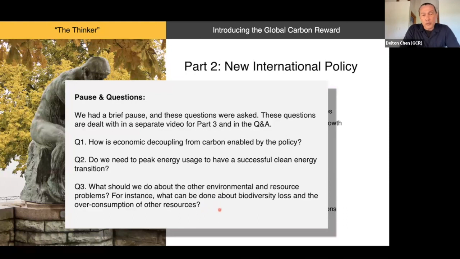Question 3, what should we do about other environmental and resource problems? For instance, what can be done about biodiversity loss and the overconsumption of other resources? Well, I'll respond to this with a definite statement. The global carbon reward and the carbon pricing table, or carbon pricing matrix, is very clearly targeted at carbon and the fast carbon cycle. Biodiversity exists in that fast carbon cycle, so it's directly related to the planet's entire biosphere, forests, all life on Earth, because all life is carbon-based.